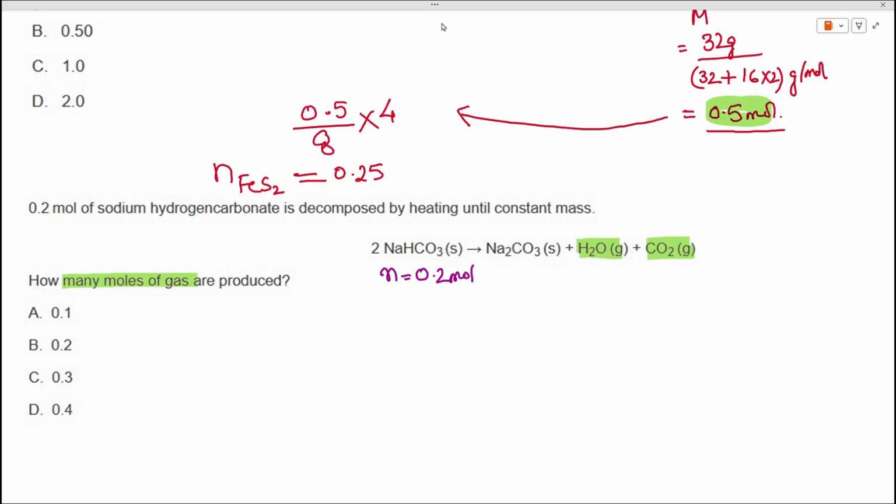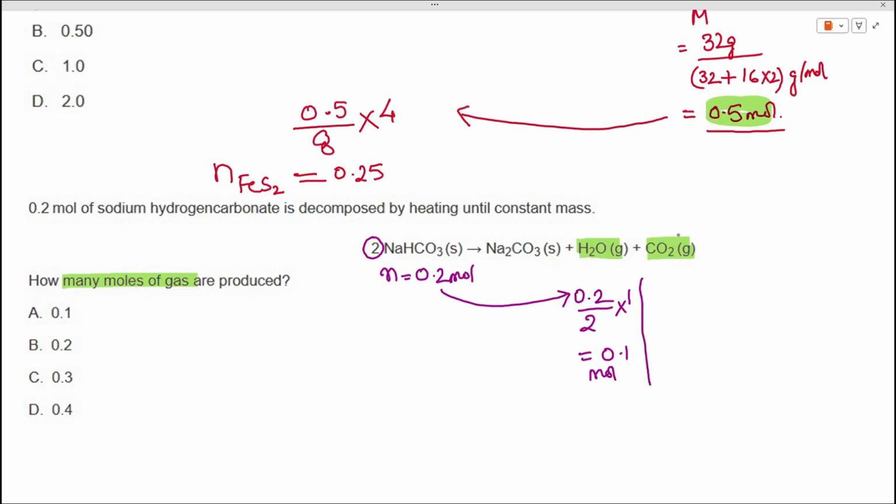So we know that to get to the number of moles of water, we'll take 0.2, which is the moles of sodium hydrogen carbonate, and divide by its own coefficient. So divide by 2 and multiply it by the coefficient of the water, which is 1. So this gives us 0.1 moles of water.